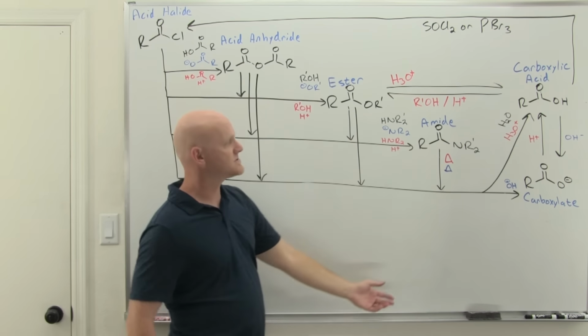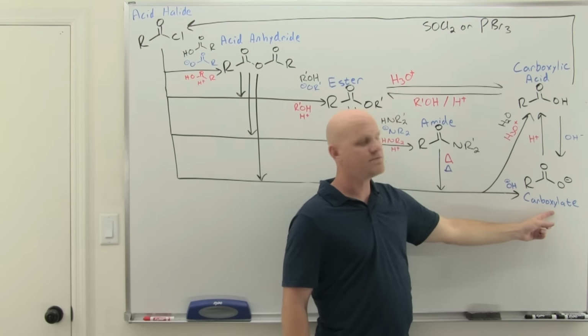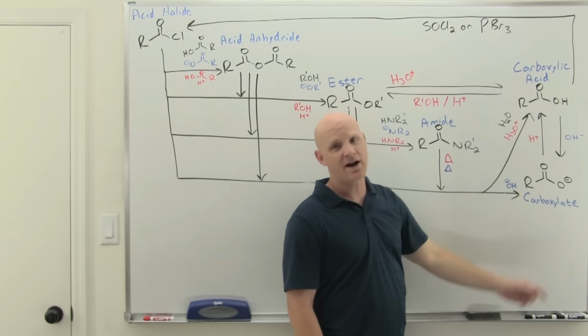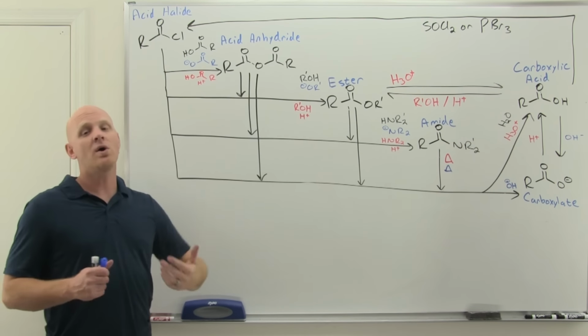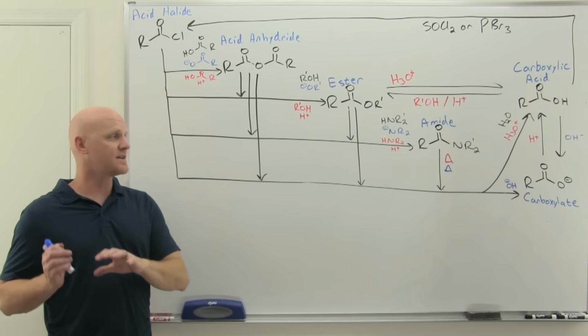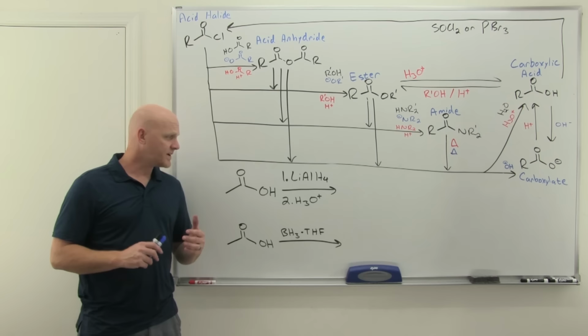And then finally, obviously, you can simply do an acid-base reaction. Add a strong base, hydroxide, and you can form the corresponding conjugate base, a carboxylate ion. Cool, and that's what's old from the nucleophilic acyl substitution. We've also got some hydride reductions that we studied a couple lessons ago as well. So now we'll take a look at hydride reduction.